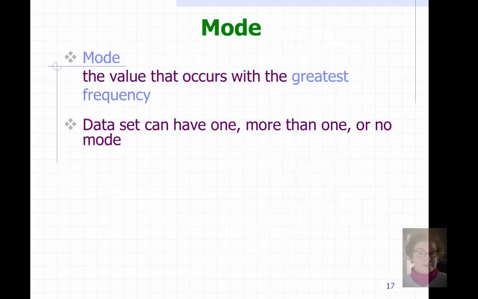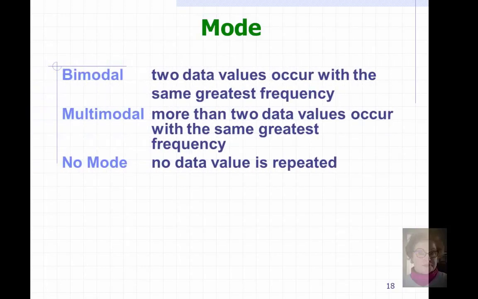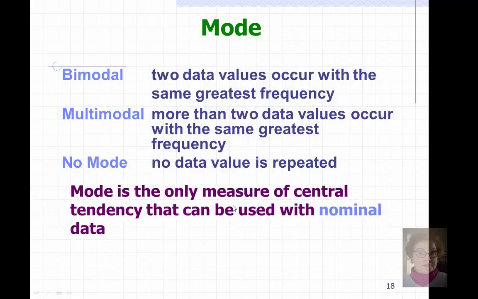Now the mode is the value that occurs with the greatest frequency. The data set can have one or more than one or no mode. What happens with the mode is it really isn't very useful, so we don't use it very often. Your data set can be bimodal, meaning that it has 2 values that occur with the same frequency. It can be multimodal, that a whole bunch of values occur with the same frequency, or it could have no mode in that no data value is repeated.